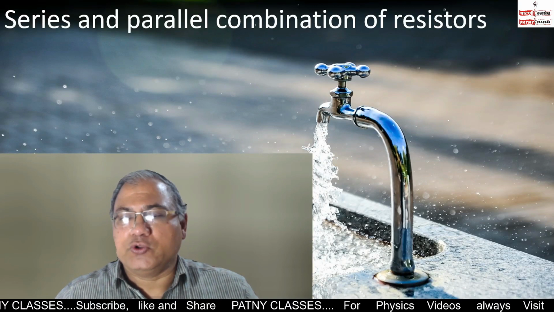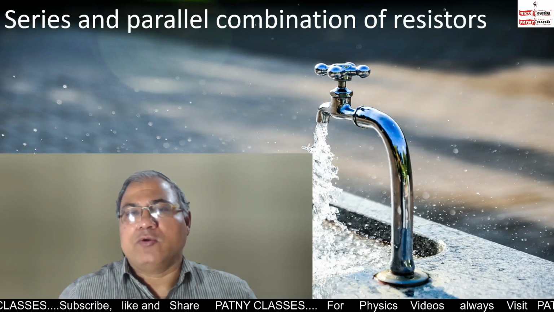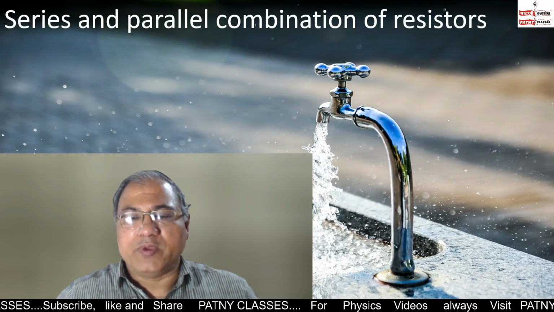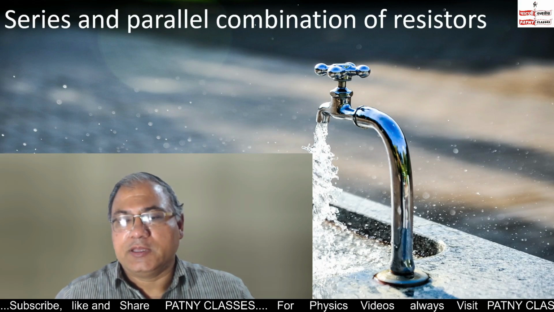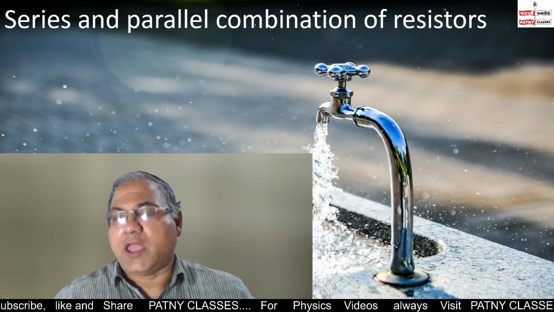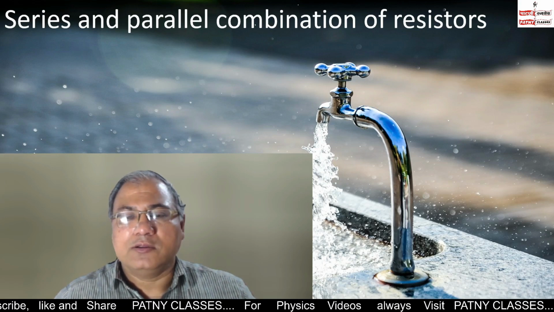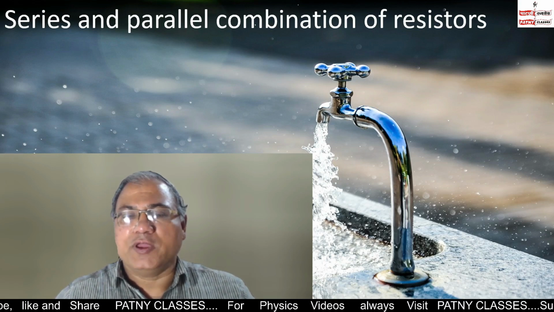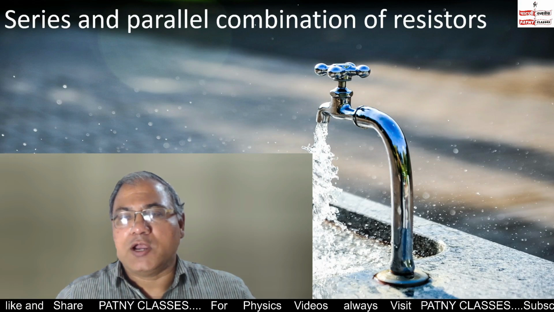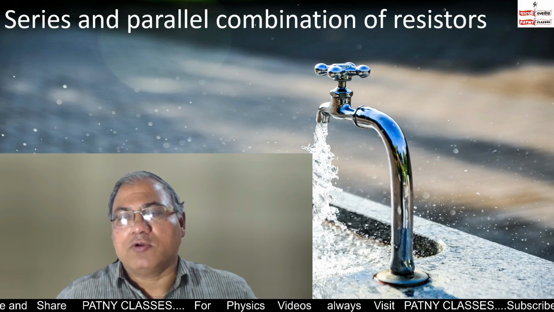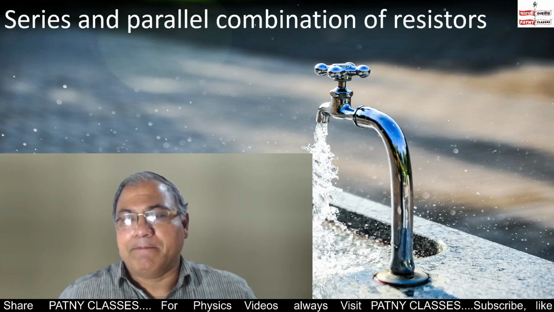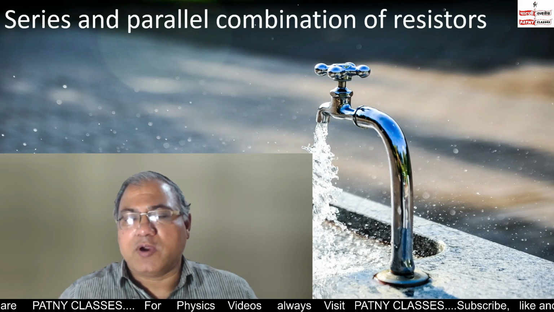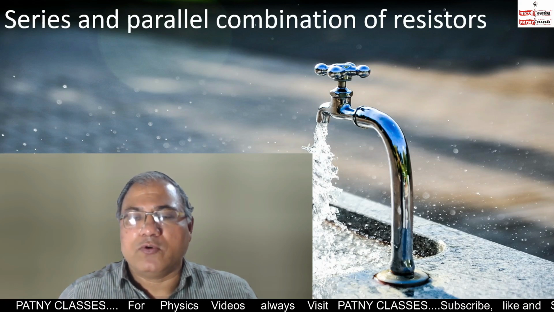In today's tutorial, I am going to talk about series and parallel combination of resistors. Whenever you are using tap water, you need to control the amount of water flowing out of it. To control the amount of water flowing out of it, what do you do? You control the knob. If you control the knob of the water, you can control the amount of water easily.